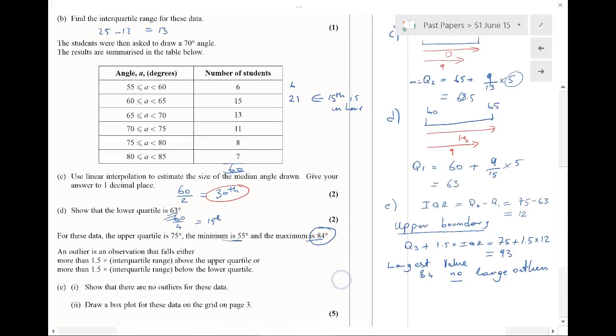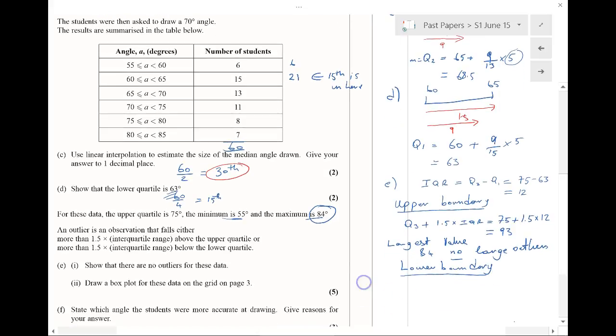Okay, so then we find a lower boundary. Similar idea. We're basically looking below the lower quartile now. So the lower boundary is Q1 take away 1.5 times IQR. So that's equal to, the lower quartile was 63 minus 1.5 times 12. So that equals 45.